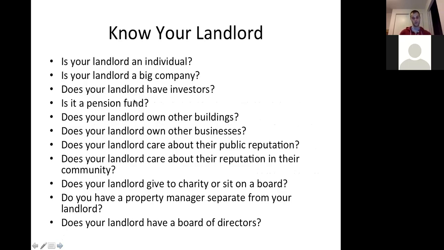So if you are trying to plan a campaign to target your landlord, to put pressure on them to address an issue or meet your demands, you're going to want to know your landlord. Information about your landlord is really, really important. So I'm not going to read all the questions that are up on the screen, but basically you want to know, is my landlord an individual? Do they own other buildings? Do they have other businesses? Is it a big company? Is there a pension fund behind the landlord? You want to find out as much as you can about the owner of your building, the people involved in that ownership, and as much as you can about those individuals, because that information is power. That information is going to help you plan actions to put pressure on them. So do a lot of research about your landlord.